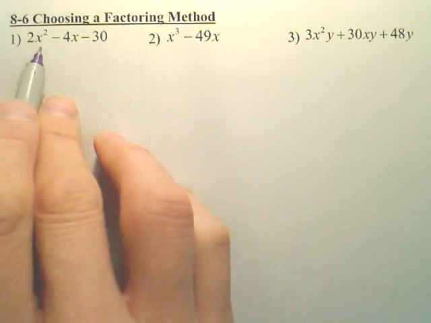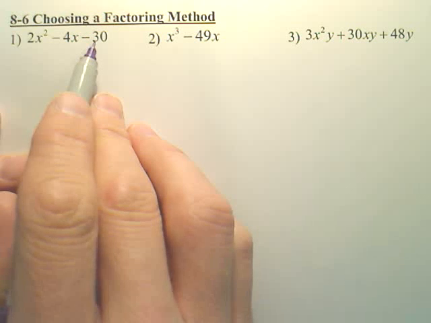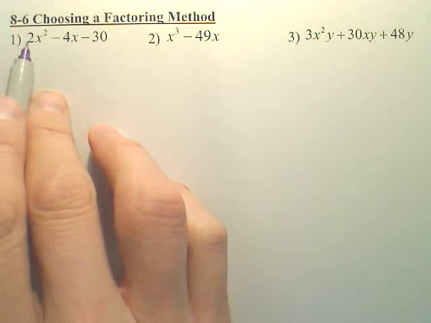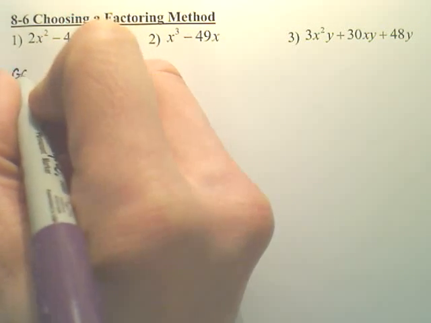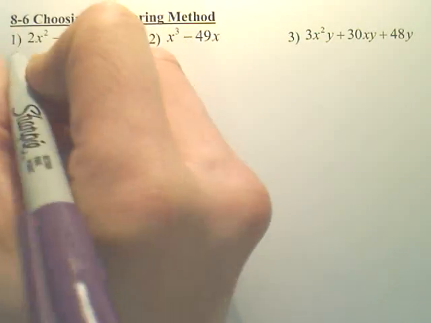Choosing a factoring method. Now let's factor this. In order to factor this, the first thing we do in all factoring is pull out a greatest common factor. And what you should notice is there's a GCF in all those. GCF stands for greatest common factor. What goes into all of these, you should notice, is 2.